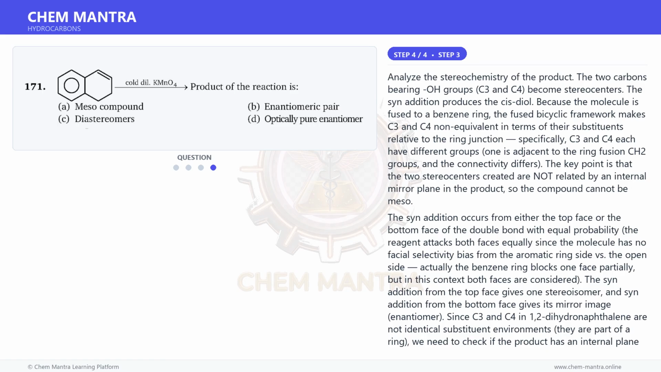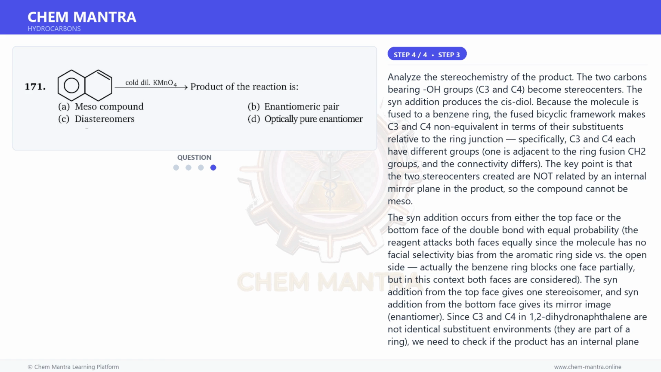Since C3 and C4 in 1,2-dihydronaphthalene are not identical substituent environments, they are part of a ring, we need to check if the product has an internal plane of symmetry. The product is cis 3,4-dihydroxy 1,2,3,4 tetrahydronaphthalene. At C3 and C4 both OH groups are on the same face, syn.